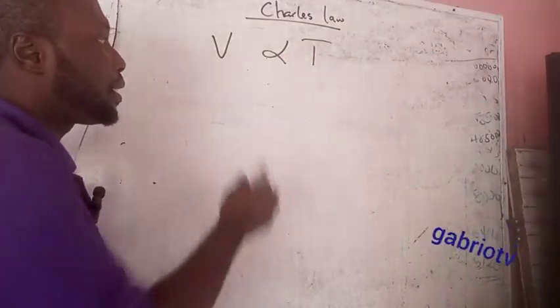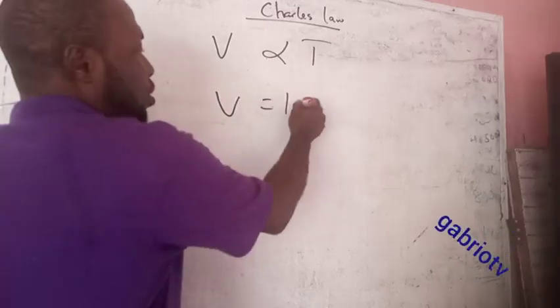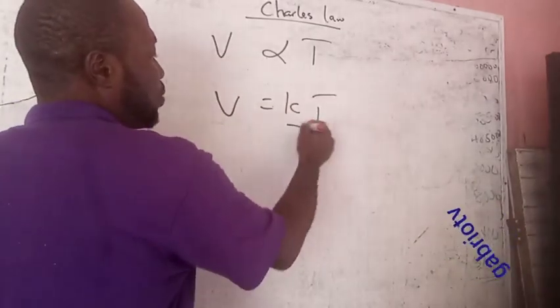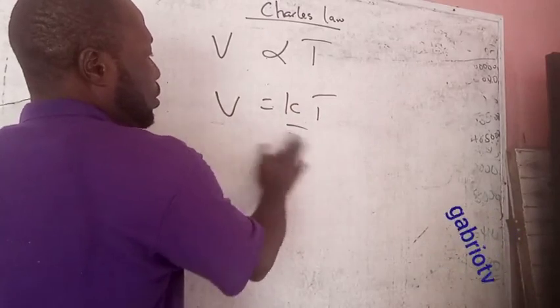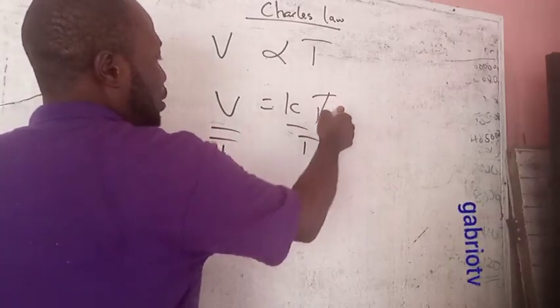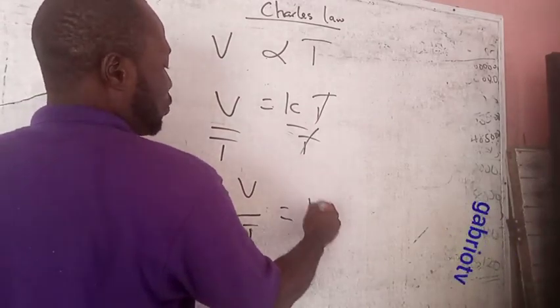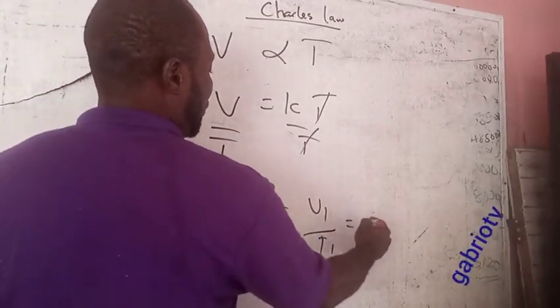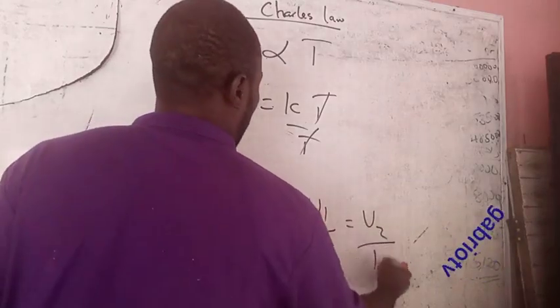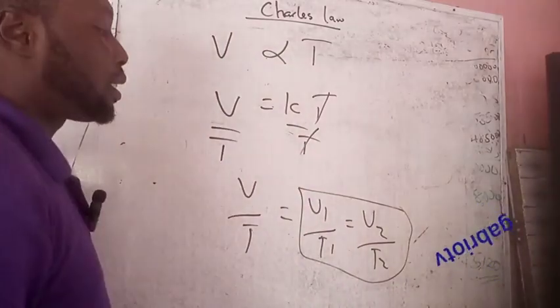And the interpretation of this is, if I introduce a constant k here, so we have V over k, this over T, then we have V over T, and that's V1 over T1 in two variables, equals V2 over T2. This is the Charles law. You understand? That's the Charles law.